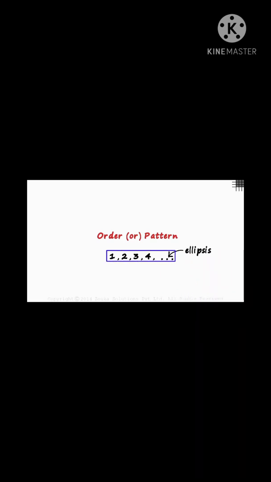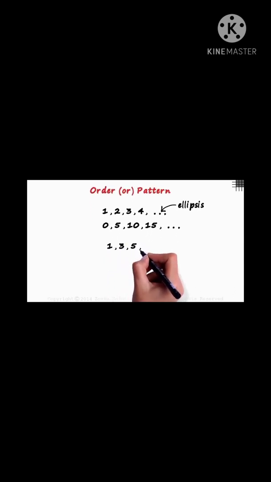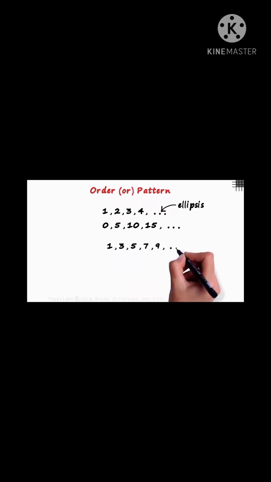The numbers don't necessarily have to be continuous to be a sequence. A list like 0, 5, 10, 15, and so on is also said to be in a sequence. What's the pattern here? Every number is increased by 5 to get the next number. A constant increment of 5. Let's take an example of a sequence which has an increment of 2, like 1, 3, 5, 7, 9, and so on.